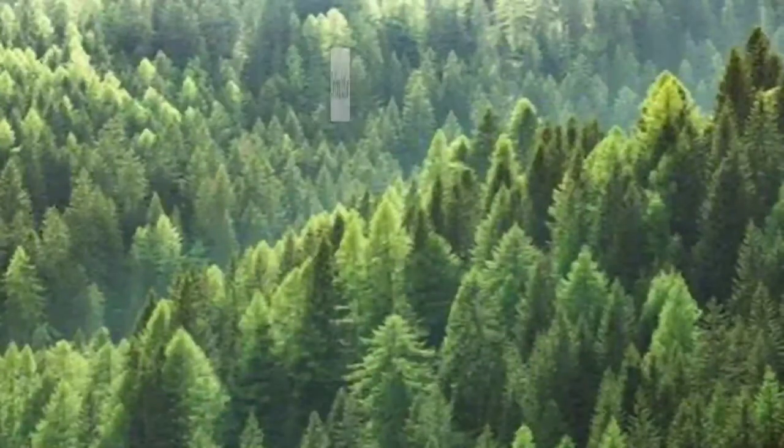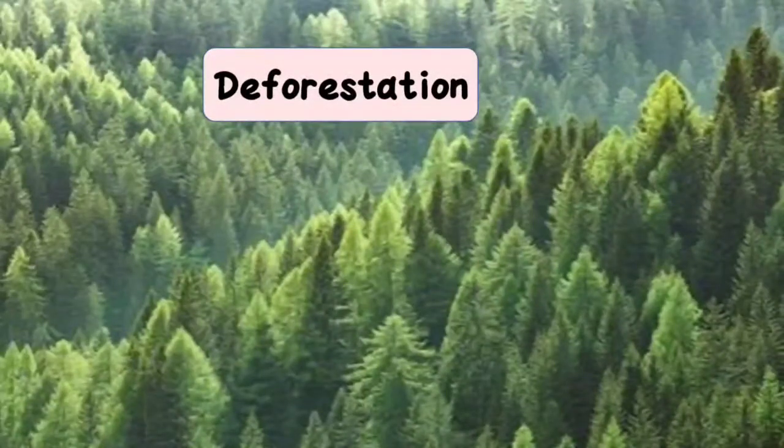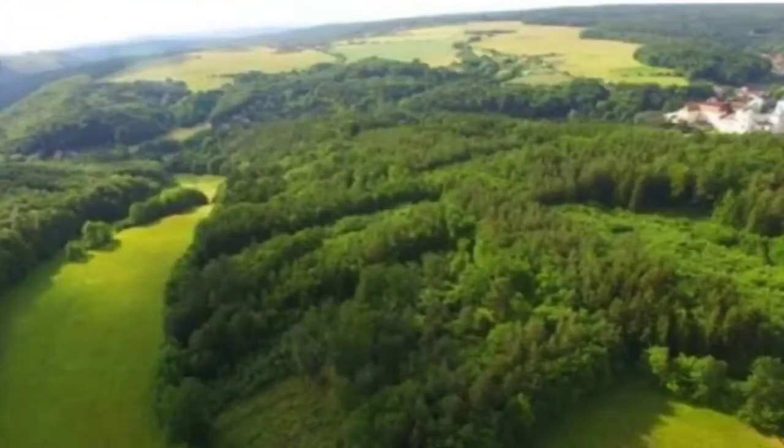Alright children, now let's see one of the important concepts from this chapter, and that is deforestation. What do you mean by deforestation? So let's see the meaning of deforestation. Long ago, all land was covered by the forest. Some years ago, the land was covered by a large number of forests.